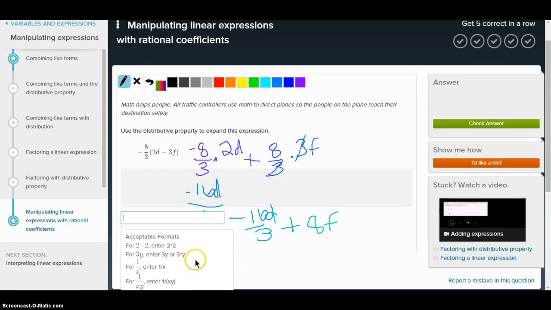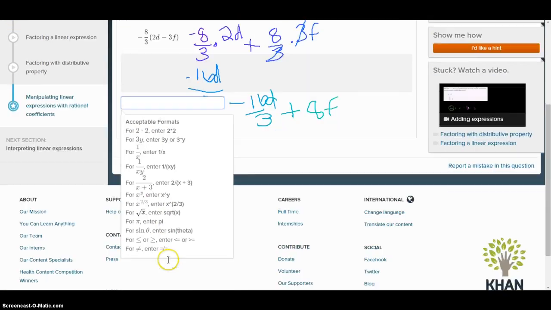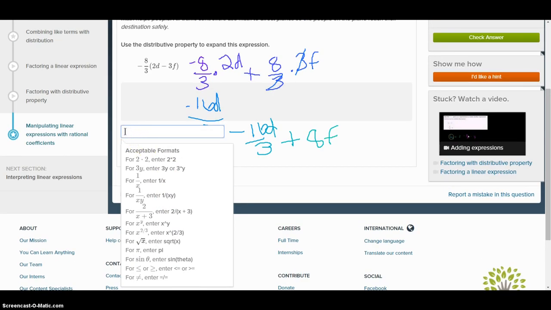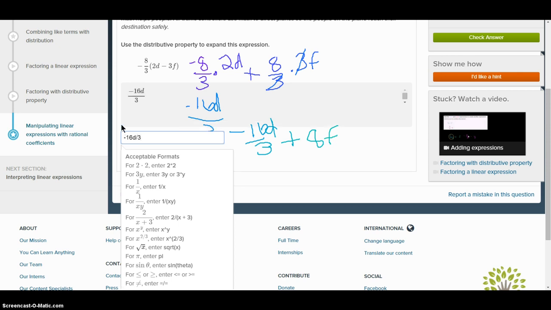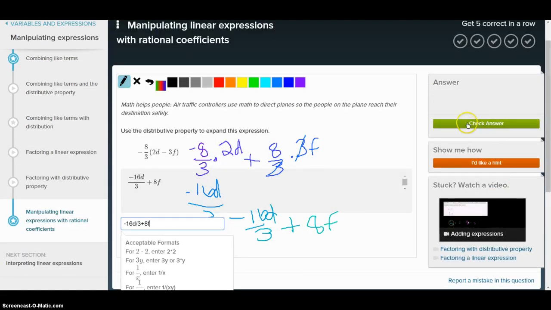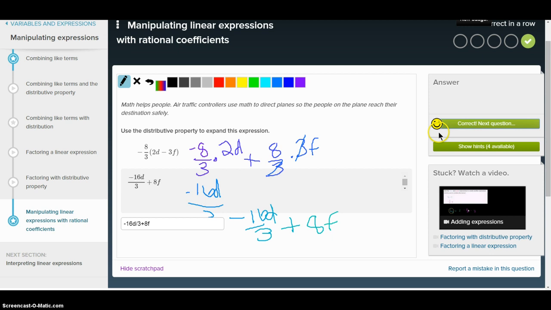And you can see they have these acceptable formats here in case you ever need to enter something a little more complex. But for now we can just do negative 16d divided by 3 plus 8f. And let's check our answer. And correct. So let's go to the next one.